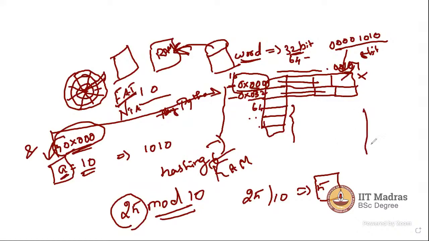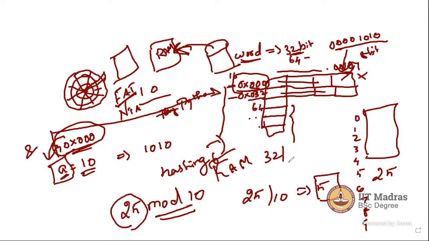So if you have 10 locations, automatically 0, 1, 2, 3, 4, 5, 6, 7, 8, 9, right? Since the remainder is 5, 25 will be stored in this particular location based on our hashing function. And if you want to store 32, 32 divided by 10 gives 2 as the remainder. So 32 will be stored in this location.